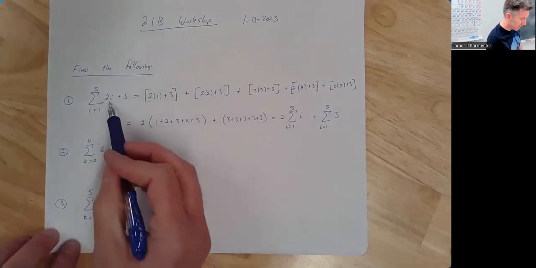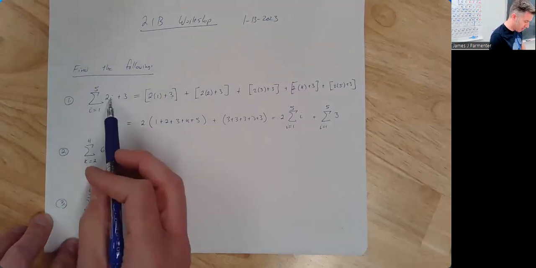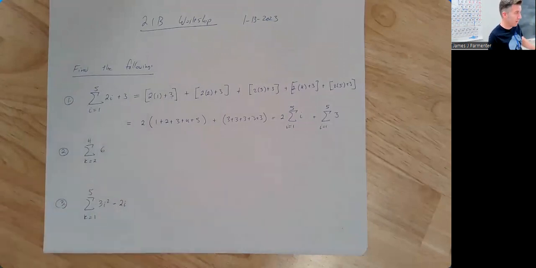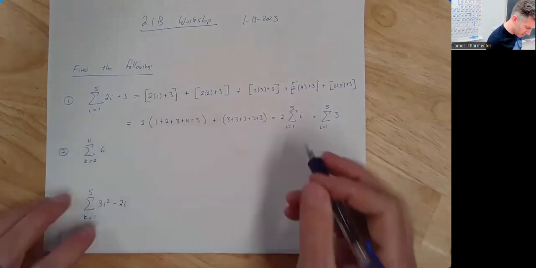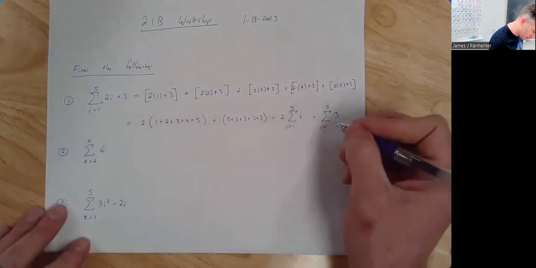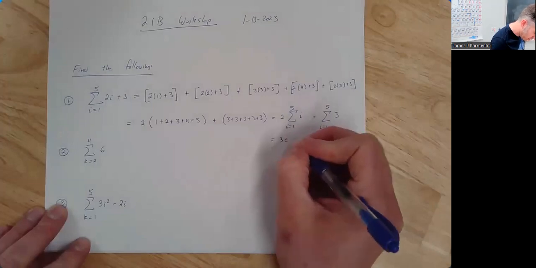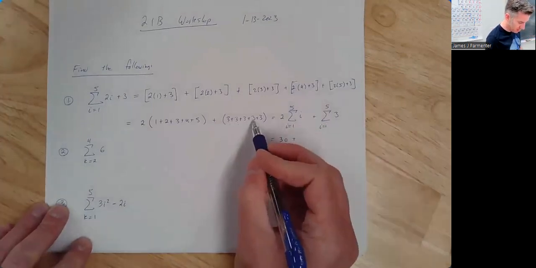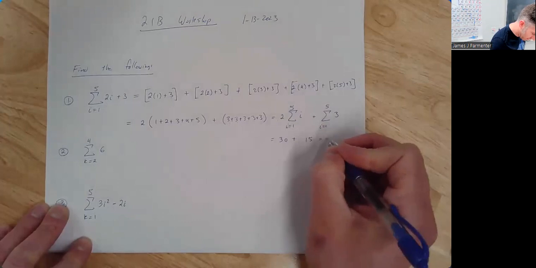So for this 2 times i, you can pull the 2 out in front, and this 2i plus 3, you can break apart into the sum of 2i plus the sum of 3. And then you could actually figure out what it adds up to. That's going to be 2 times 15, which is 30, plus 3 plus 3 plus 3 plus 3 plus 3, which is 15, which is 45.